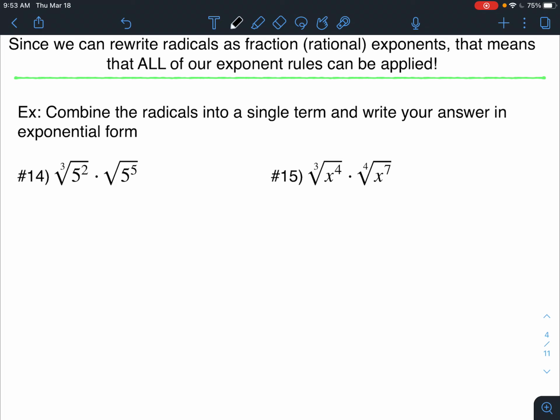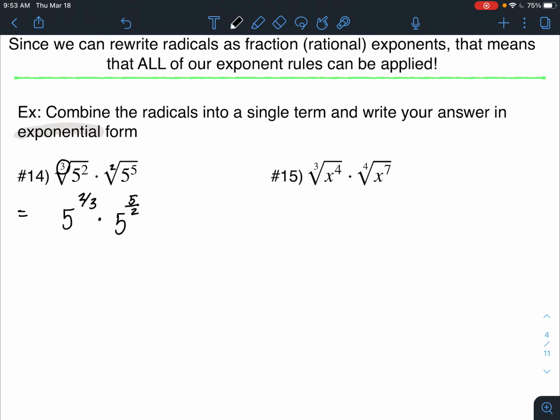So the first thing we're going to do is make sure that we write our answer in exponential form. That means I'm going to rewrite these as exponents first. I have my 5, and I have 5 squared, but I have an index of 3, so I'm going to divide that by 3. And here I have that invisible index of 2. So I'm going to have 5 to the 5th power, but I have an index of 2, so I'm going to divide that by 2.